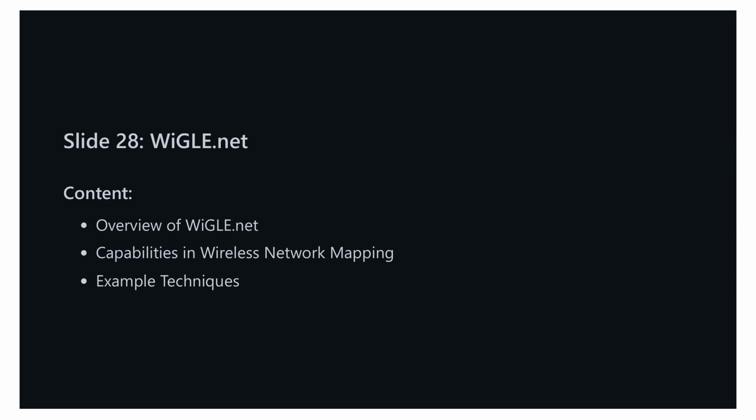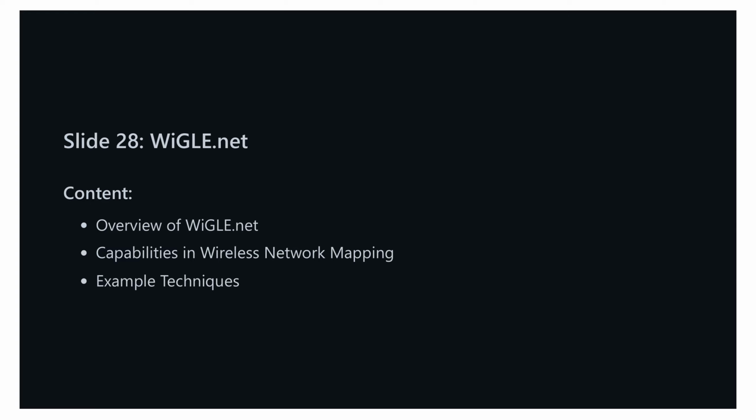Continuing from our discussion on theHarvester, let's move on to wigle.net. Wigle.net offers robust capabilities in wireless network mapping. It enables security professionals to gather data on the various wireless networks in an area, useful for both Wi-Fi reconnaissance and security assessments. By leveraging wigle.net, you can identify the extent of wireless network coverage, detect potential security weaknesses, and better understand the wireless landscape of a given location.